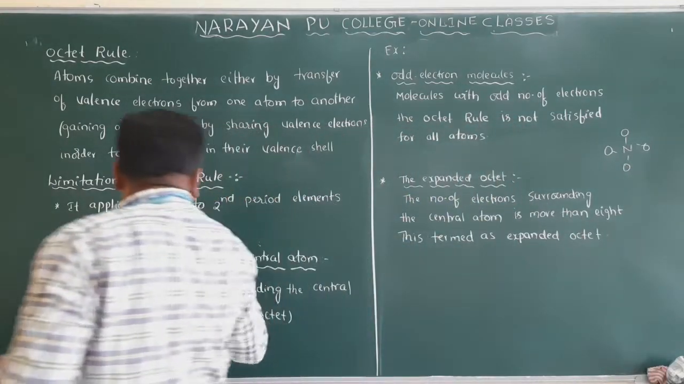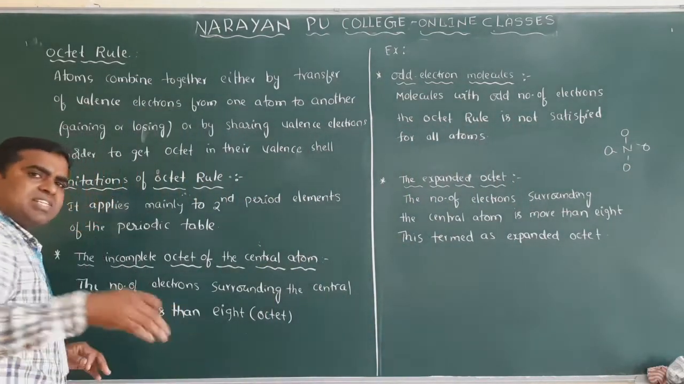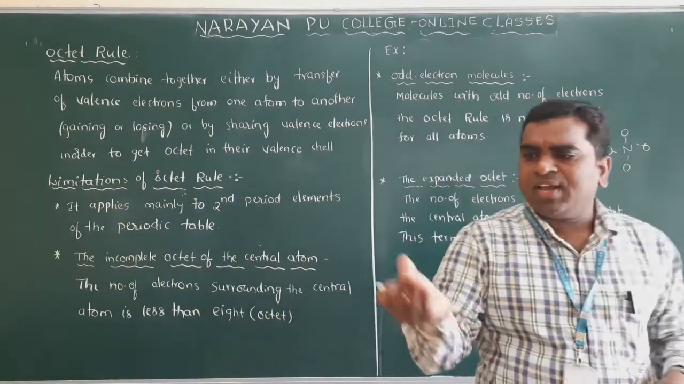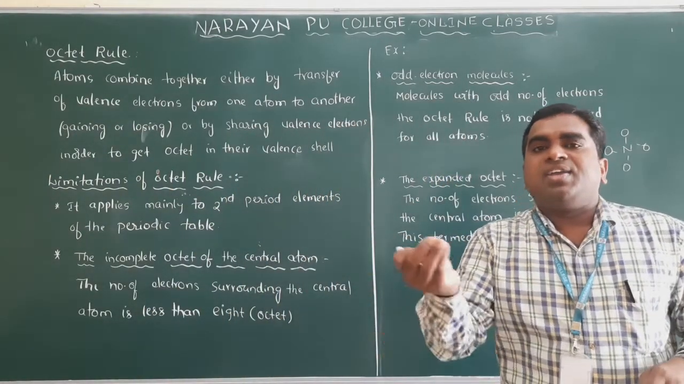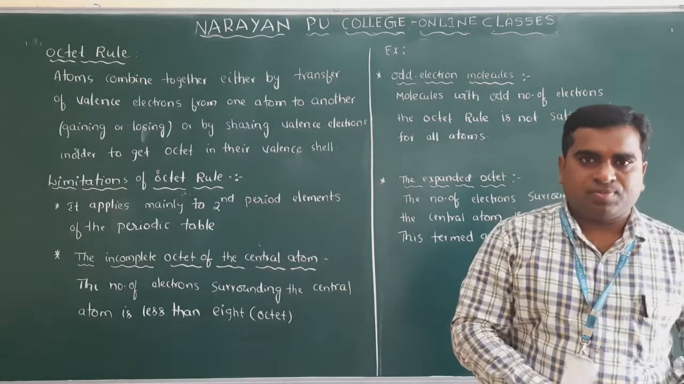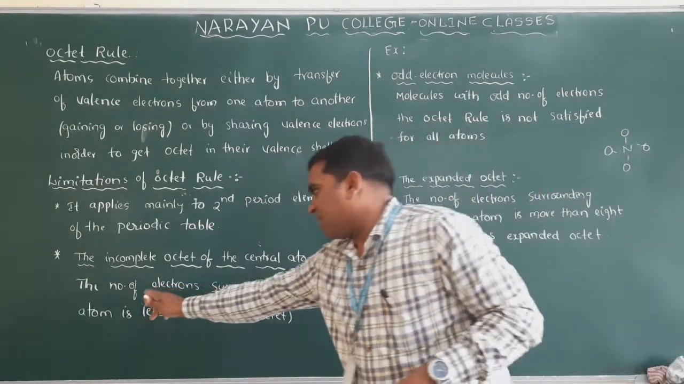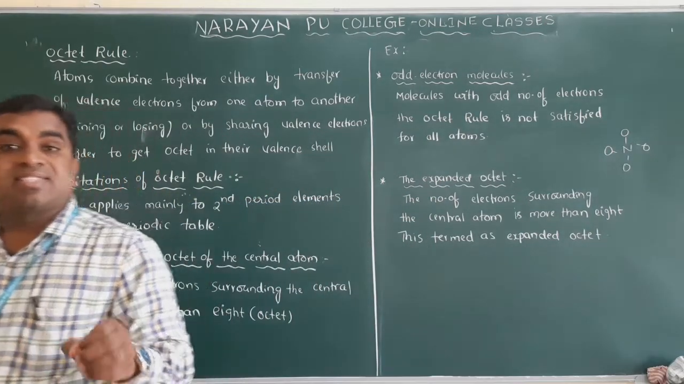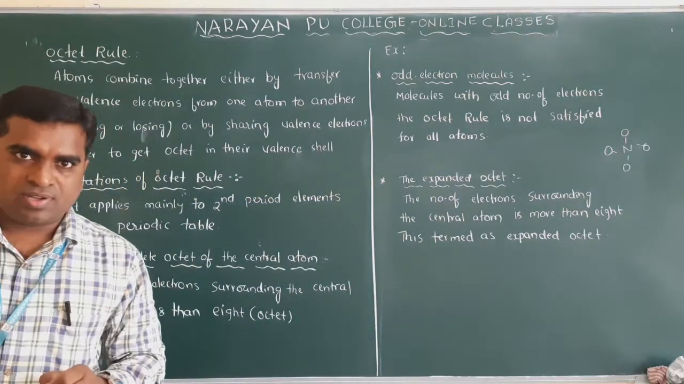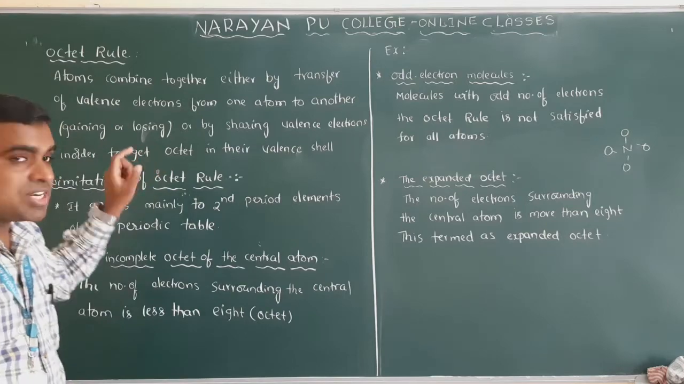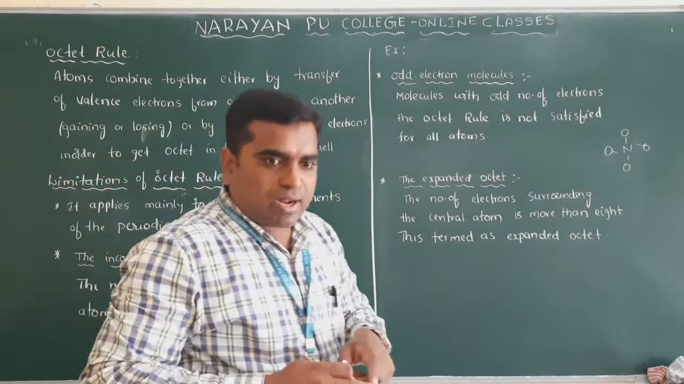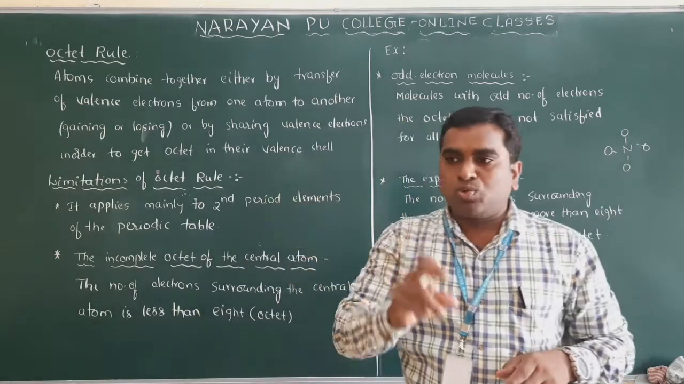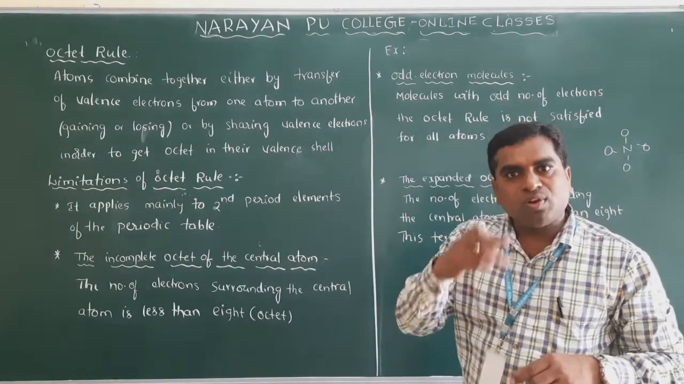So, incomplete octet of the central atom. In some molecules, the central atom has fewer than 8 electrons. Clear? In some, the number of electrons surrounding the central atom is less than 8. But according to the octet rule, the terminal atoms and the central atom should attain the octet. Then only they are stable.